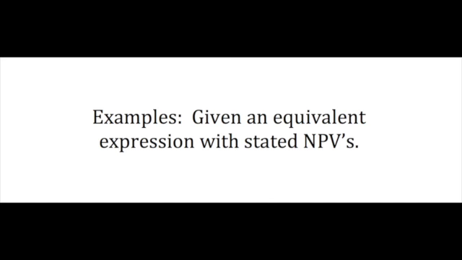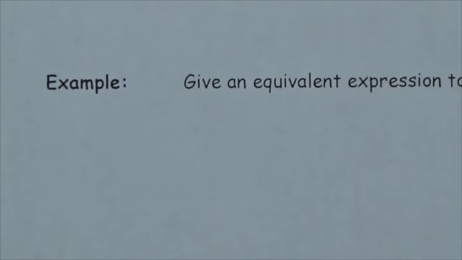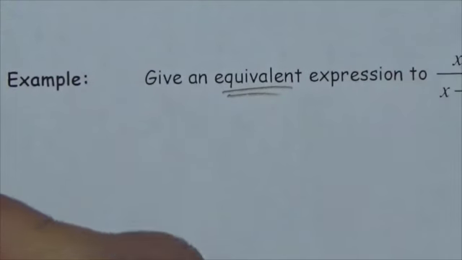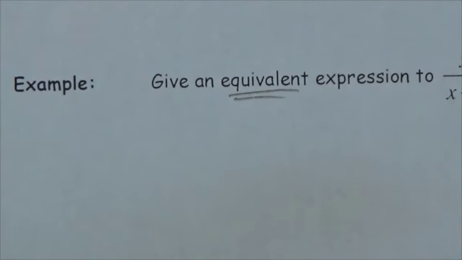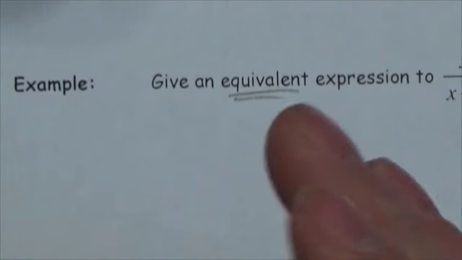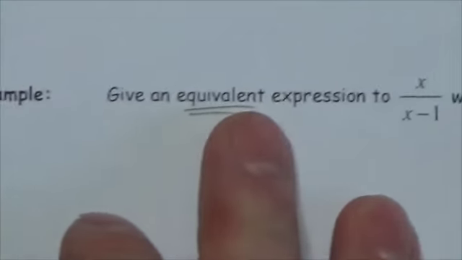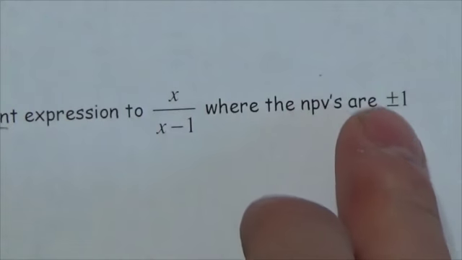Give an equivalent expression to the following using the stated NPVs. Okay, here's another good question. And it's good because we're still trying to kind of tweak on this idea of equivalent. And I know we keep hitting that same idea over and over again. And again, like I said before, I hope you're getting sick of it. I hope that this is starting to become a bit of a bore, but if it's still coming across as new material, then we need to keep looking at this, okay? So I want to give an equivalent expression to this where the non-permissibles are plus 1 and minus 1.